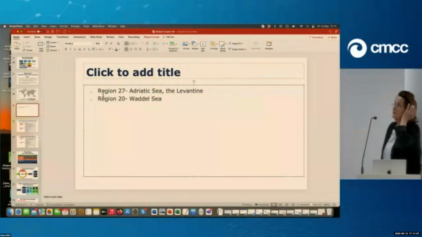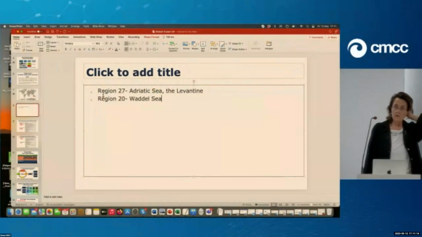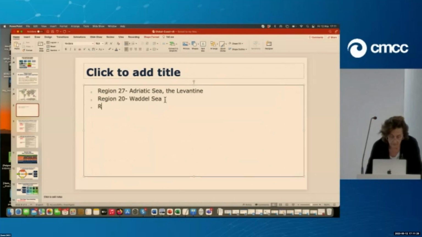Oh, the Caribbean. Okay, sure. So here is area 3, region 3. And which coastal area? Nadia, use the mic. Is there any initial coastal area where you think we should concentrate?